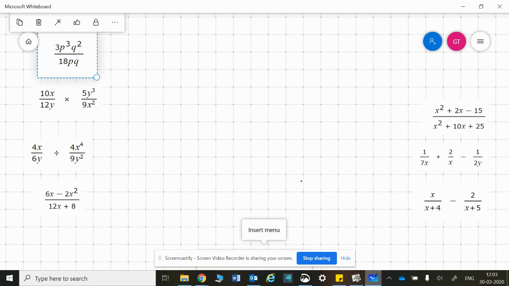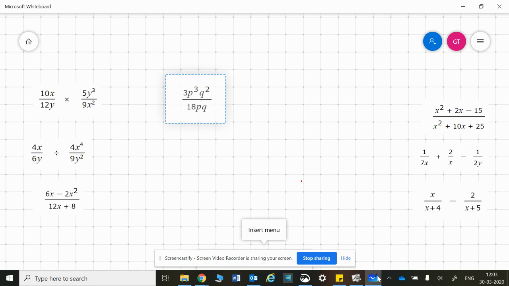Hi there, guys. I'm going to go through some algebraic fractions questions here. I'm going to do these ones on the left-hand side of the screen first, the easy ones, and then in the second video, I'm going to do the ones on the right-hand side of the screen. Okay, let's have a look at this first question.